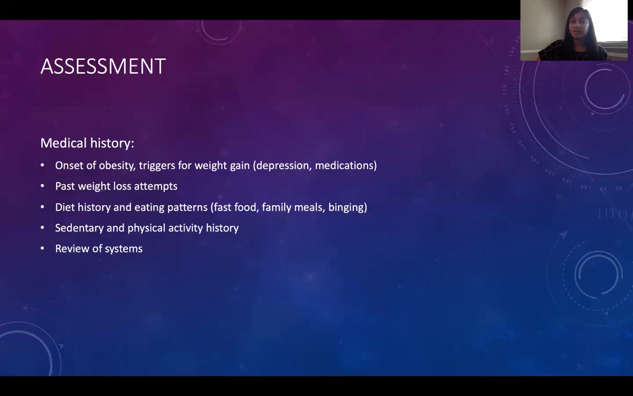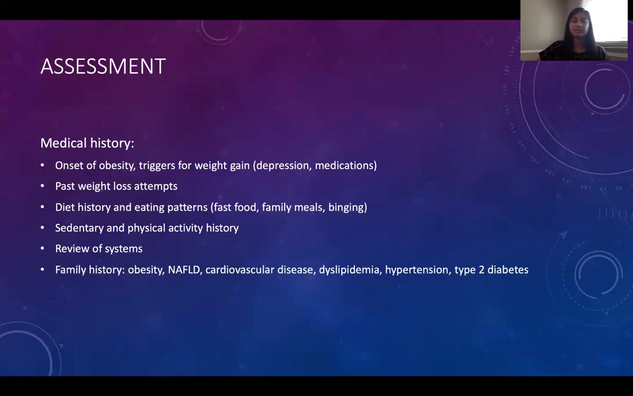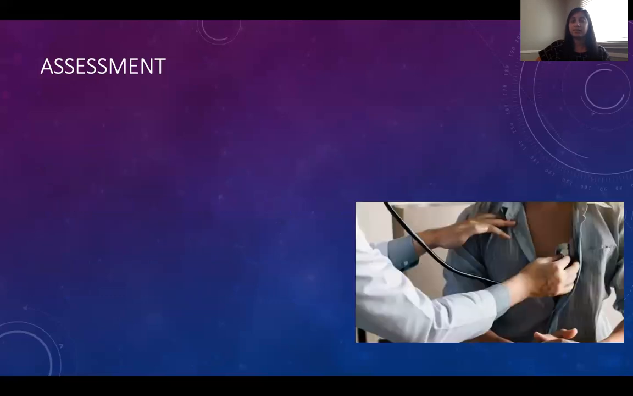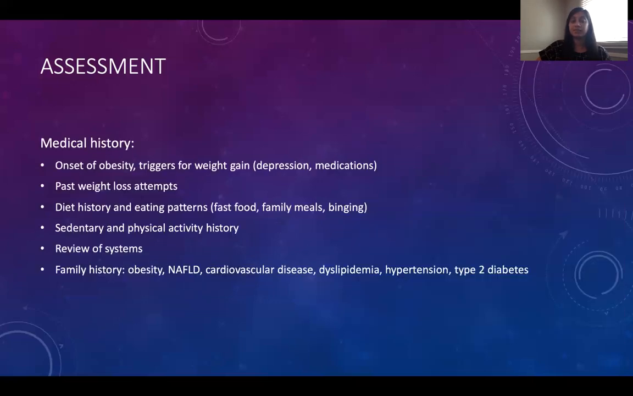So are they having any belly pain? Are they having any burning sensations in their chest? Are they having any headaches? What about their family history? Or is this something that runs in the family? Is there cardiovascular disease in the family, hypertension? All of that will be really important to really get to know your patient.